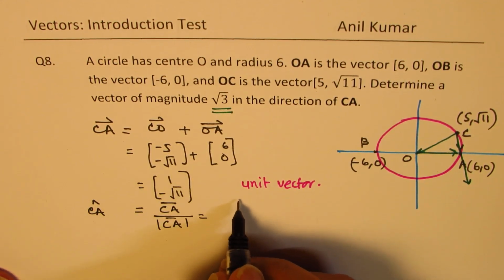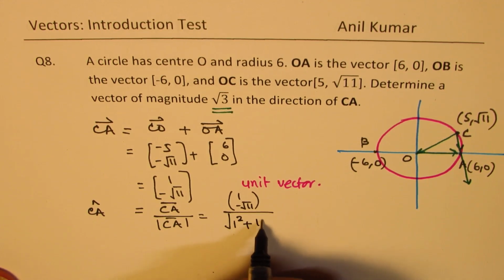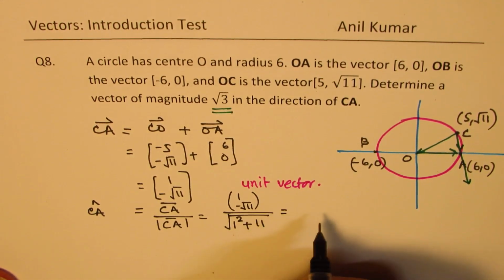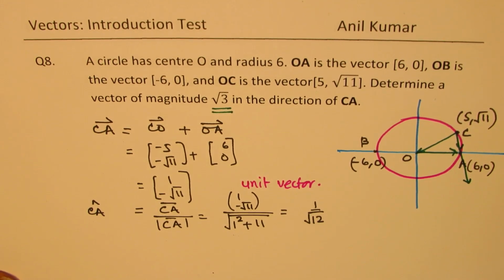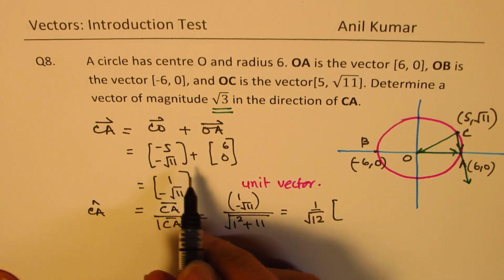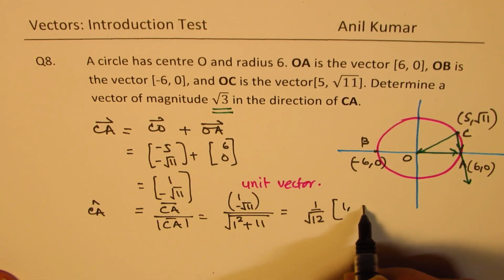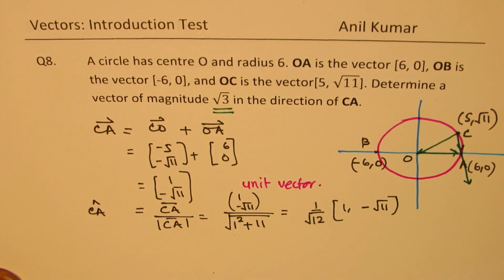So in this case, our vector is 1, minus square root of 11. We'll divide by the magnitude. That means 1 square plus square root 11 square, which is 11, right? So that means 1 over square root of 12. So 1 plus 11, which is square root of 12. So that becomes the unit vector times, we can write times like this, right? 1 and minus square root 11. Clear? So that is how we could write this particular vector.